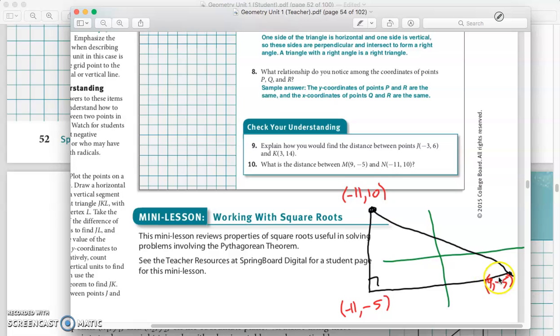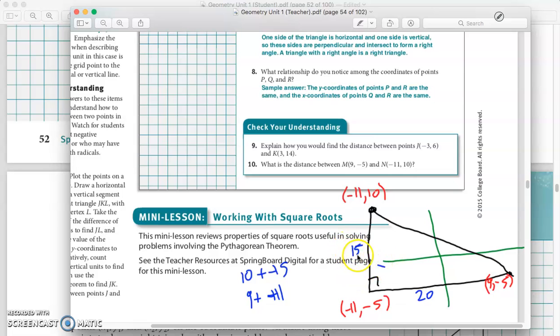All right, so now that we've plotted our triangle, we want to find how long the two legs are. So the distance between 9 and negative 11: we subtract 9 minus negative 11. When we subtract a negative, it really adds a positive, so 9 plus 11 is 20. And then same thing right here with the y-coordinates: 10 minus negative 5. Again, we're subtracting a negative, which means we really add a positive. So that is 10 plus 5, which is 15.